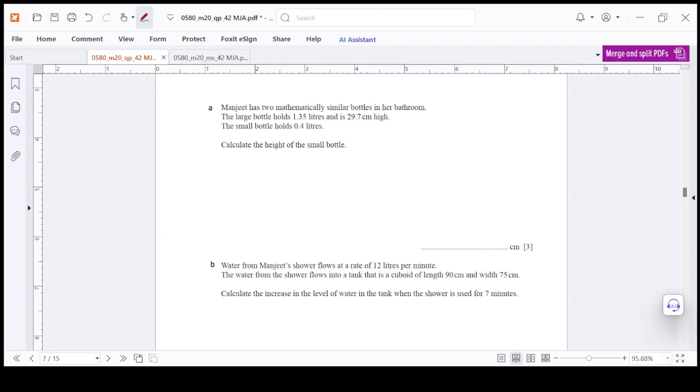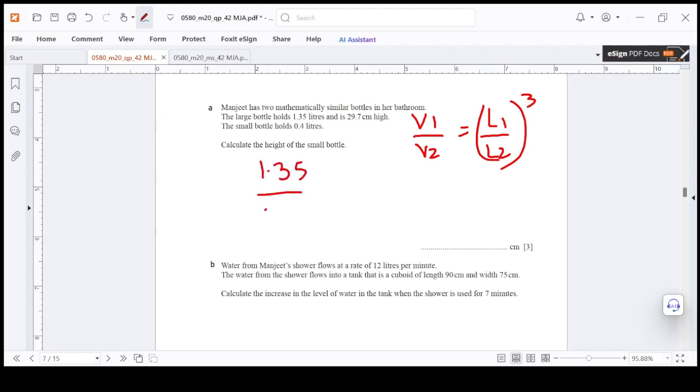Okay, so the formula of ratio of volumes in a similar shape scenario is V1 over V2 is equal to length 1 over length 2, whole cubed. So the bigger volume is 1.35, the smaller volume is 0.4, equals bigger height 29.7, smaller height is x. I have to find the value of x.